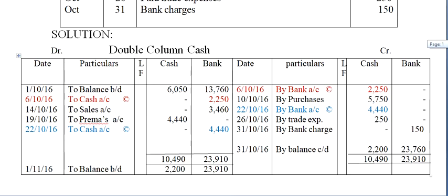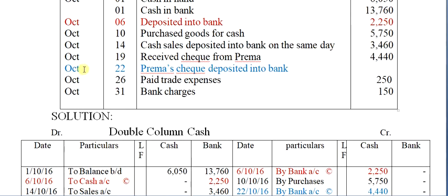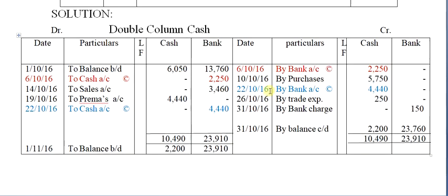Again, moving on to the next transaction, what happens? On October 22nd, Prema's check deposited into bank. The amount is not given. Why is the amount not given? We know that we have received a check of how much? 4440. So this same check we are depositing into the bank. When we are depositing into the bank, what happens? Our cash balance reduces, our bank balance increases. So when our cash balance reduces on 22/10/2016 by bank account, what balance reduces here? Cash balance. How much? 4440.